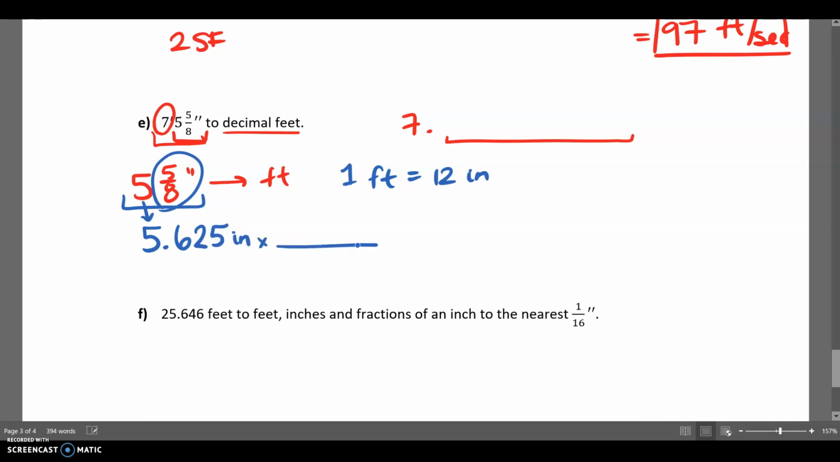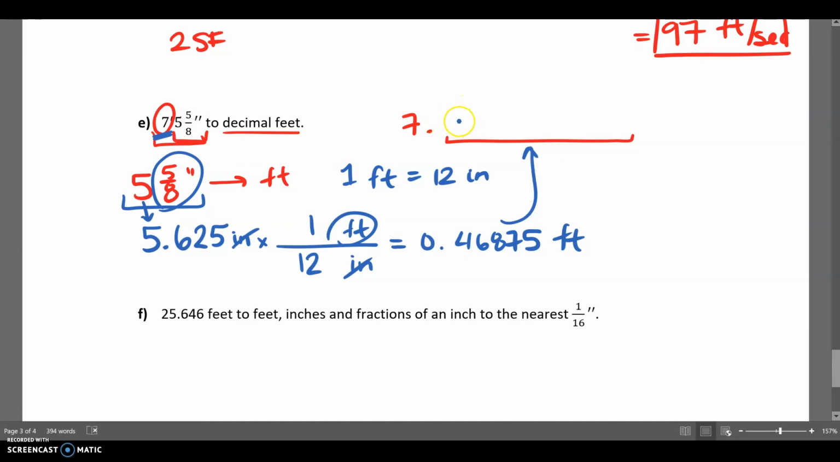To convert that to feet, I set up a conversion fraction. I want to cancel out the units of inches, so that's on the bottom of my fraction. Feet go on top, and I know that 1 foot has 12 inches. When I do this conversion, I get 0.46875 feet. So I knew already that I had 7 whole feet. The decimal portion, 5 5/8 of an inch, is equal to 0.46875 feet. So in decimal feet, 7 foot 5 and 5/8 of an inch is 7.46875 feet.